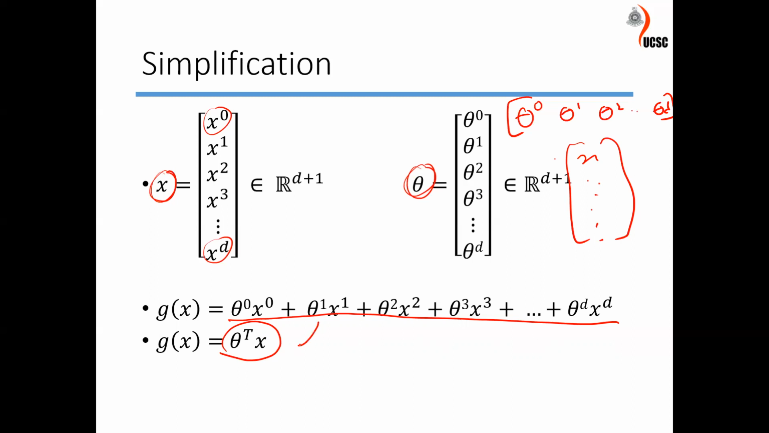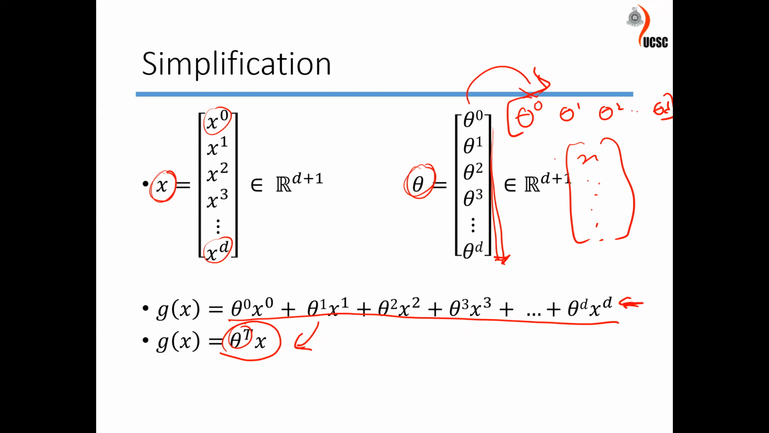So to make it simpler, we can write it as theta transpose. Transpose means like rotating this vector, right? So in here we have something like this, then we transpose it into something like this, right? So now we can write this equation as the same equation, theta transpose x, right?